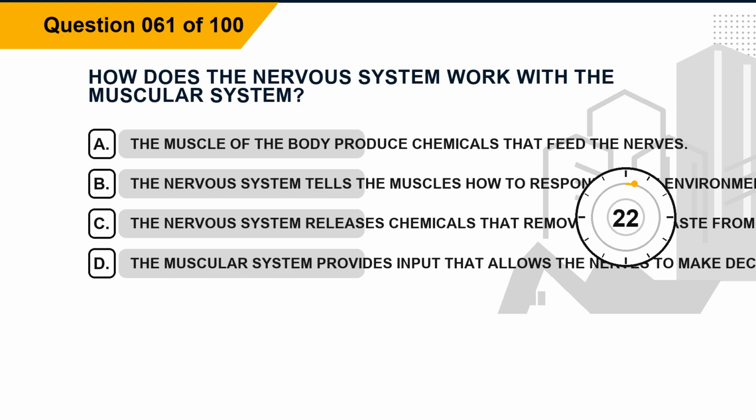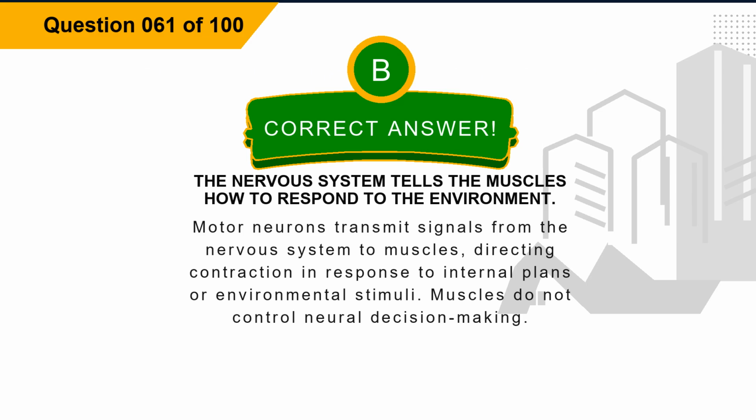Question 61. How does the nervous system work with the muscular system? Option A. The muscles of the body produce chemicals that feed the nerves. Option B. The nervous system tells the muscles how to respond to the environment. Option C. The nervous system releases chemicals that remove excess waste from the muscles. Option D. The muscular system provides input that allows the nerves to make decisions. The correct answer is option B. The nervous system tells the muscles how to respond to the environment. Explanation. Motor neurons transmit signals from the nervous system to muscles, directing contraction in response to internal plans or environmental stimuli. Muscles do not control neural decision-making.